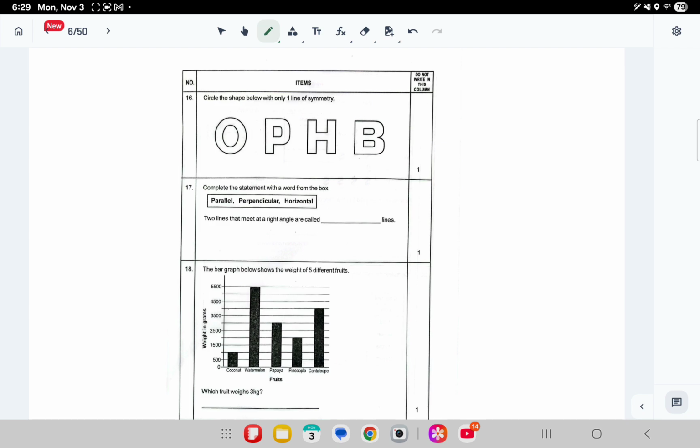Number 16. Circle the shape below with only one line of symmetry. So this O has here and here. This has none. This has one here and one here, like 2. So the answer would be B. Only one horizontal line of symmetry.